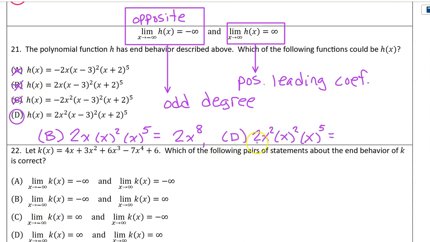Similarly, the leading term of D can be given by this, which simplifies down to 2x to the ninth power. That is the odd degree we were looking for, so the answer is D.